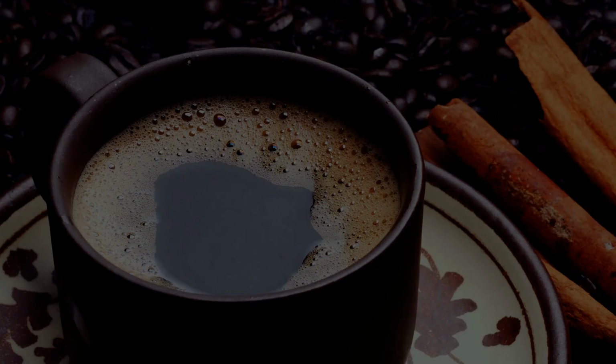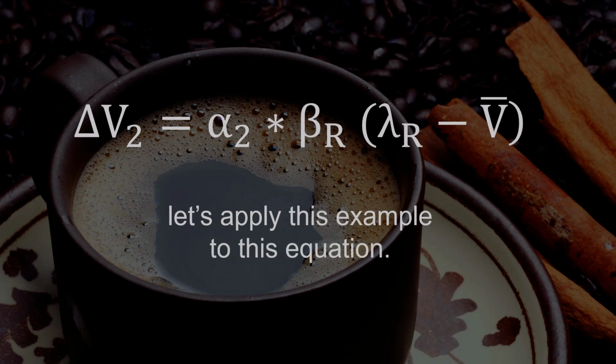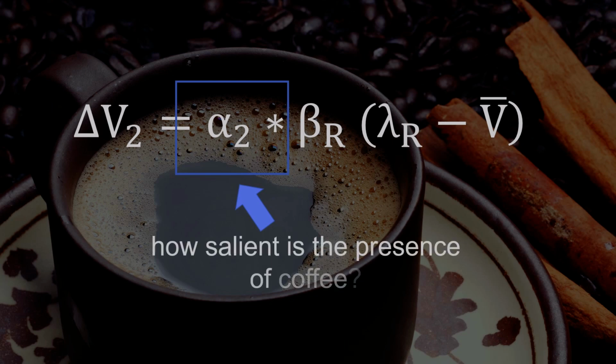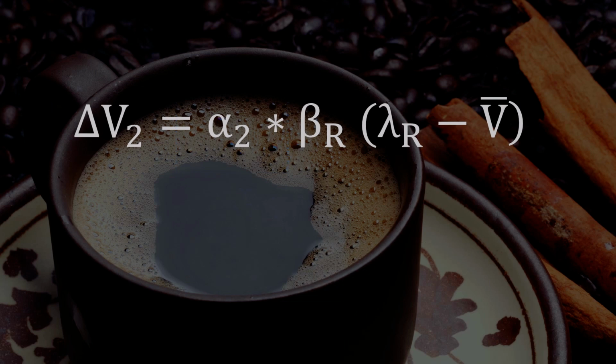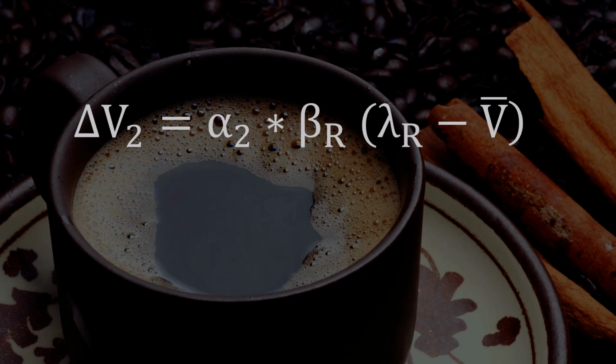So let's get back to basics and let's look at how the Rescorla Wagner model actually focuses in on this V2, on the fact that there is coffee involved. So let's apply this example to this equation, and we can see how this works. So let's focus on alpha 2 here. So we're looking at how salient is the presence of coffee involved here. So how noticeable is it? Now let's look at the result variable, so delta V2. Basically, we're looking at how predictive is the coffee. Does it change? Is it more predictive or less predictive as a result of that particular day?